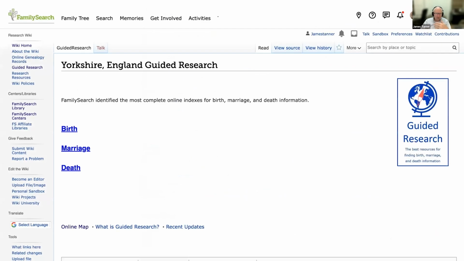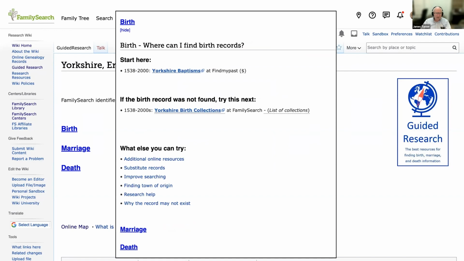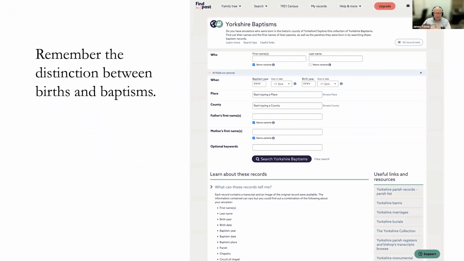So here's an example. Here's Yorkshire. The question is asking if you want birth, marriage, or death records. If you click on birth, for example, it'll give you a link to the records, but not on FamilySearch, on Findmypast. It will also give you other collections that may be on FamilySearch. And then they have a list of things that you can click on, like substitute records or how to improve your searching, finding the town of origin, all of the things that may help you to move beyond just the major, systematic searching for birth, marriage, and death.